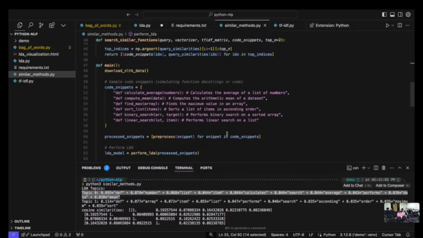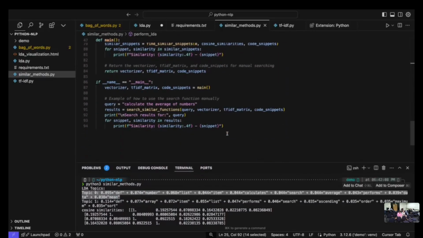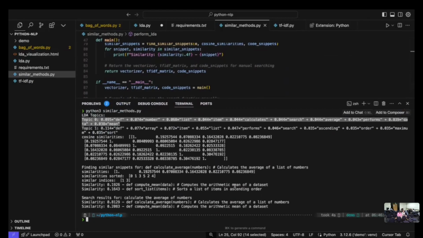Now our query was to calculate the average of numbers. So we will see what would be the output of that. So with calculate the average of numbers, in this case, it found there's too much semantic similarity with the first document. It got that, and it got the second document as well, which is compute mean. We can see the score. This score is much higher for this one, and for compute mean the score is a bit lower.